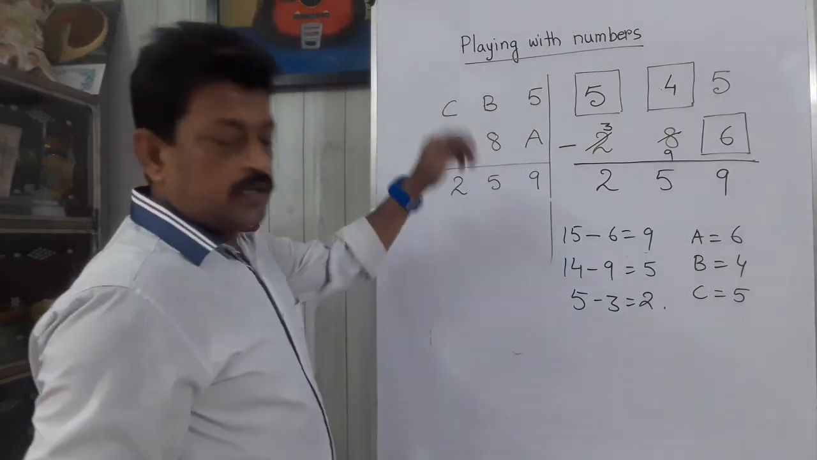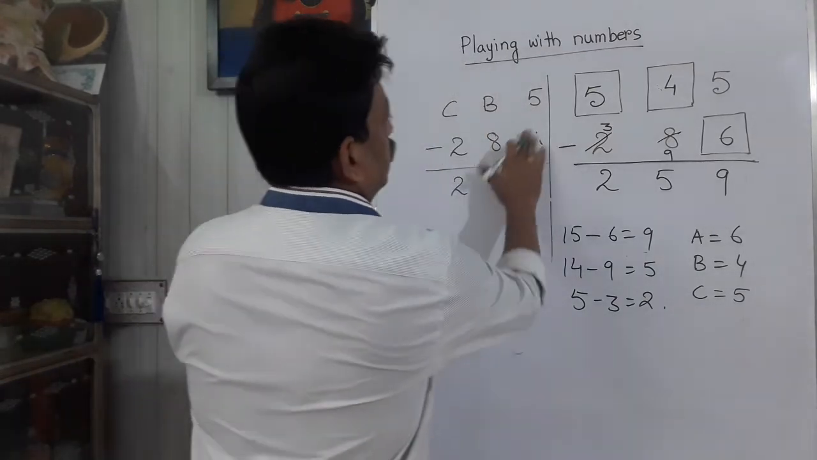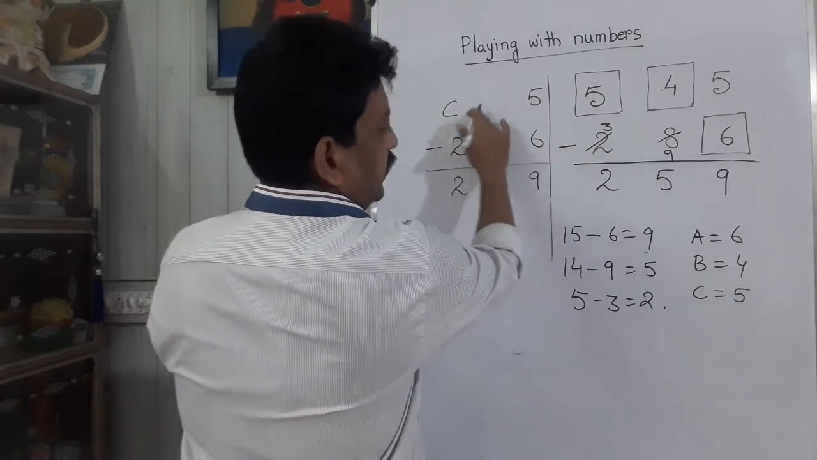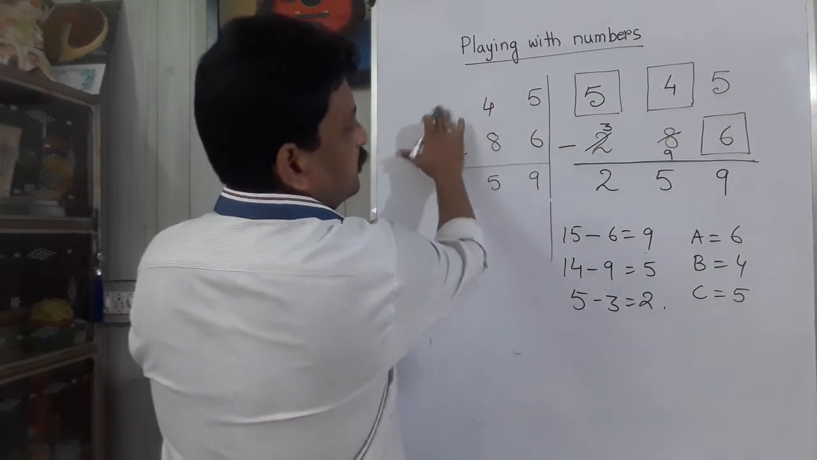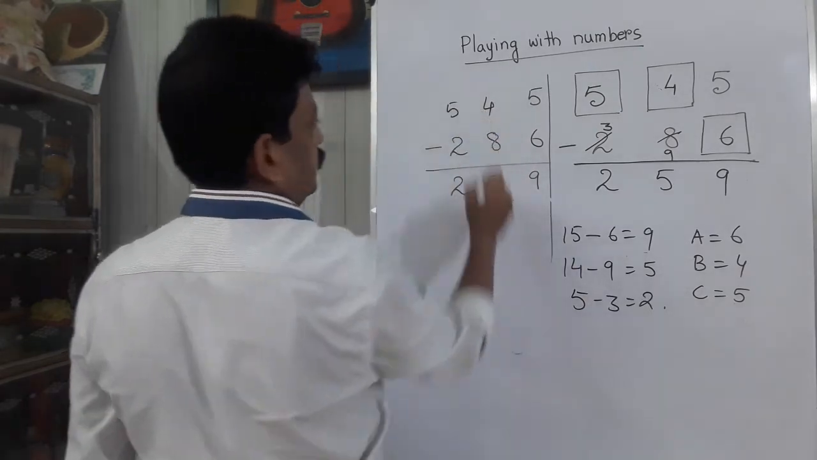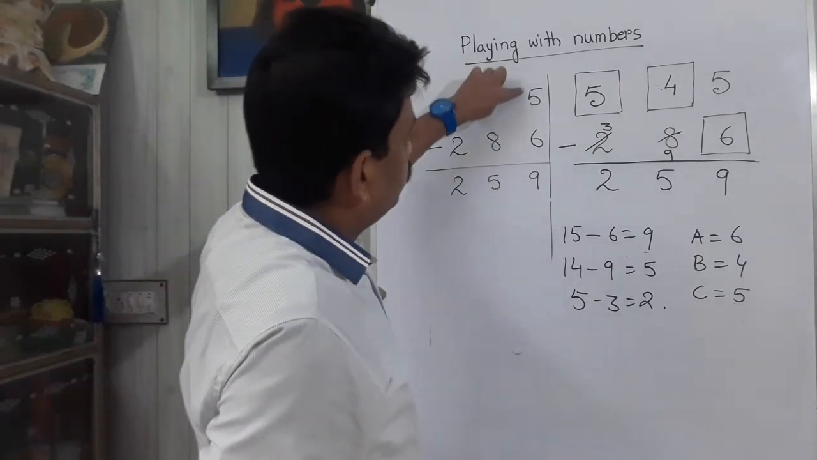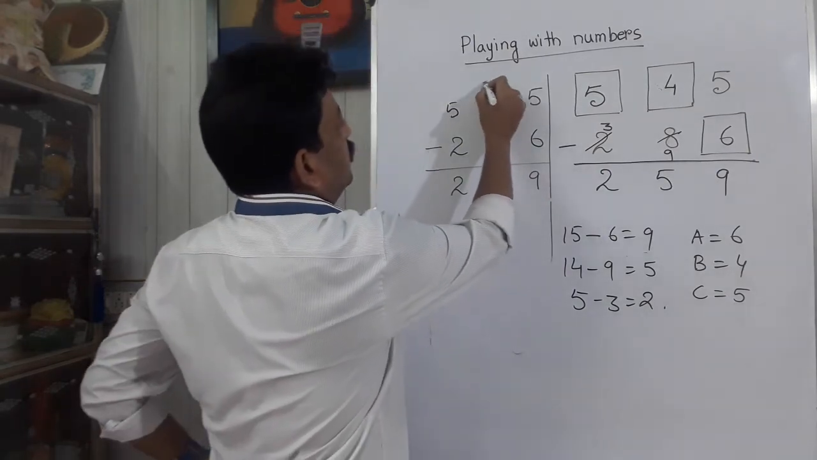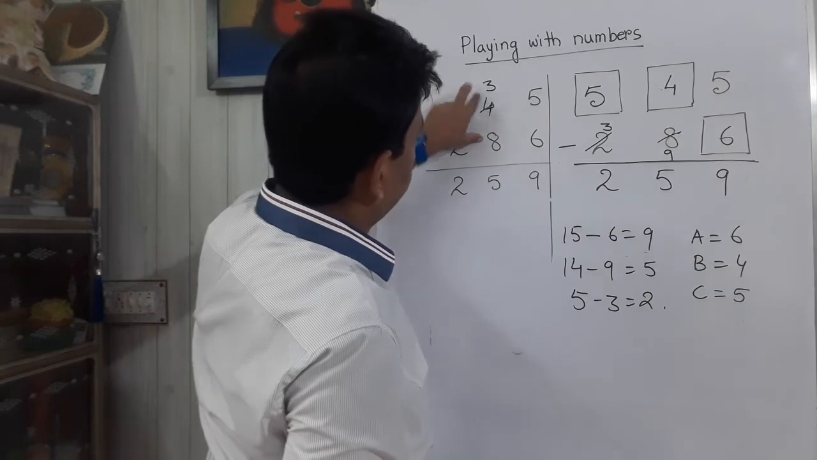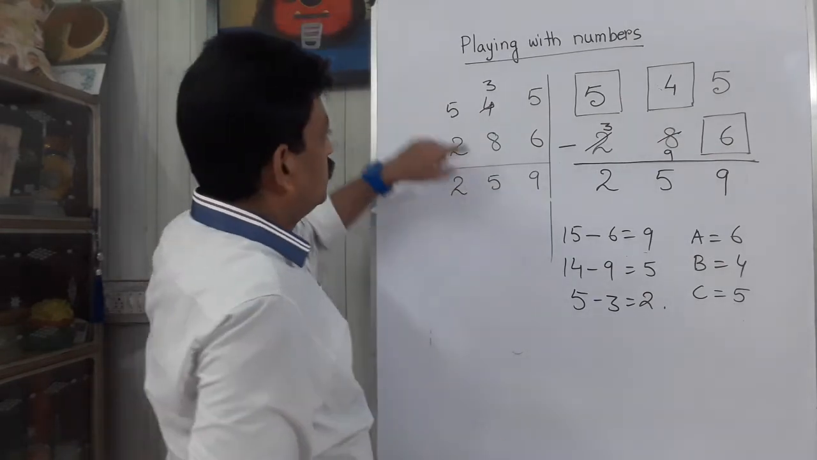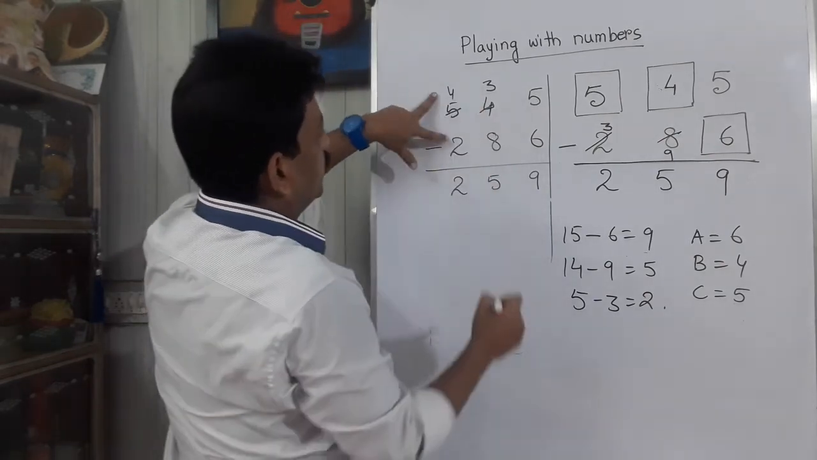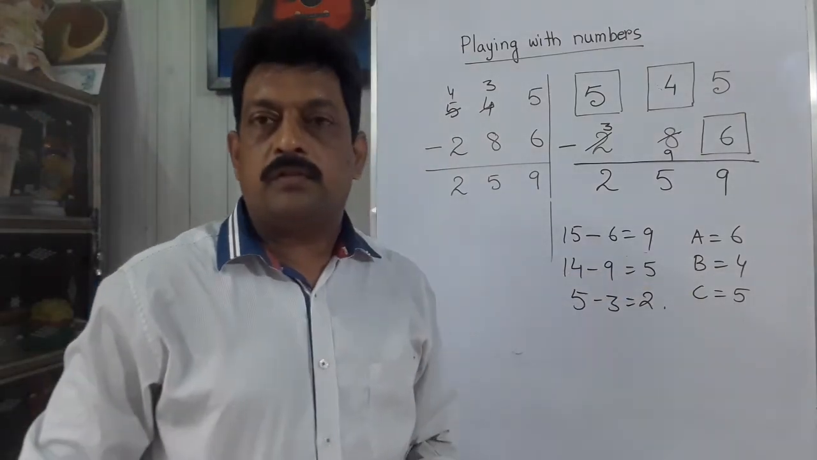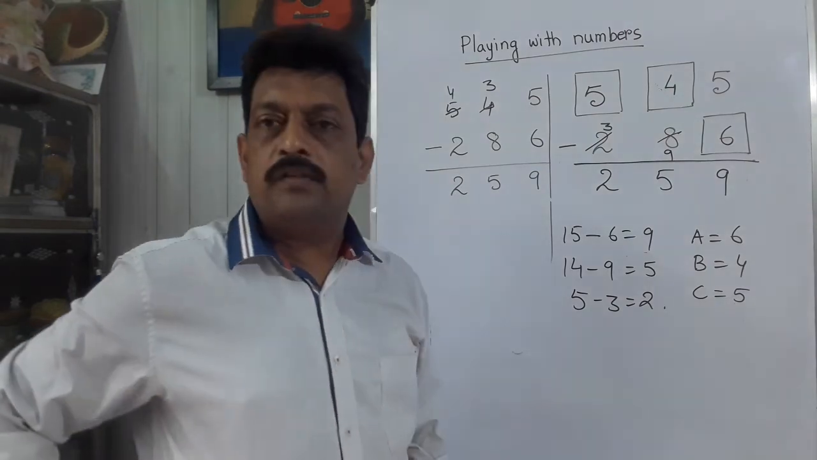Now quickly let us check. A is replaced by 6, B is replaced by 4, and C is replaced by 5. Let us do this. This is 15 minus 6 is 9. This will become 3. So 13 minus 8 is 5. This will become 4. 4 minus 2 is 2. Hence, we have got the correct answers. A is 6, B is 4, and C is 5.